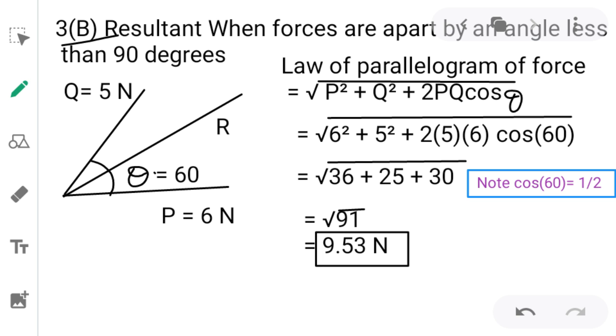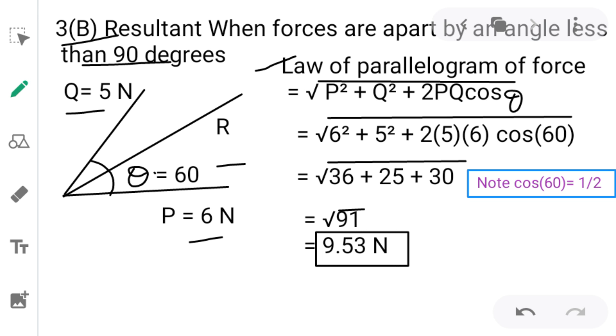Next, the last and important one, the resultant force when forces are apart by an angle less than 90 degrees. The angle between two forces is not 90 degrees, it is less than 90 degrees. Then we can find the resultant force by the law of parallelogram of forces. We can find the resultant force by using the law of parallelogram of forces. So you may observe in the diagram there are two forces. One is P with 6 Newton, one is Q with 5 Newton. They are separated by an angle of 60 degrees.